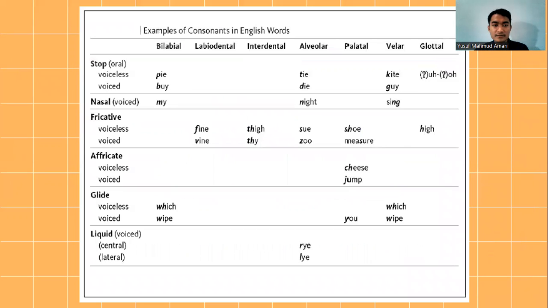So this is the table of consonants in English. There are bilabial, labiodental, interdental, alveolar, palatal, velar, and glottal. And also there are the types voiceless and voiced. So it's about sound and how we use it for speech.